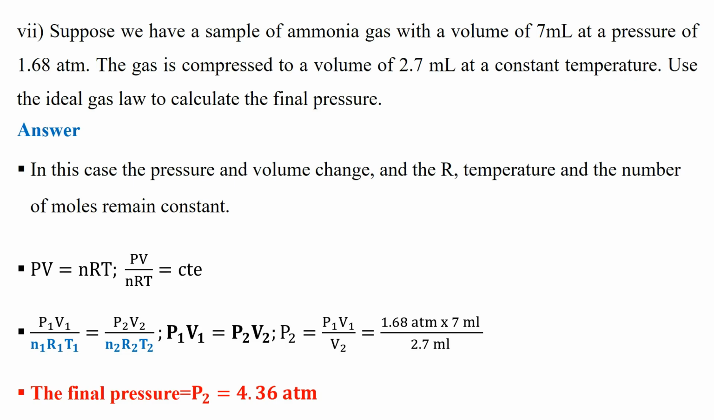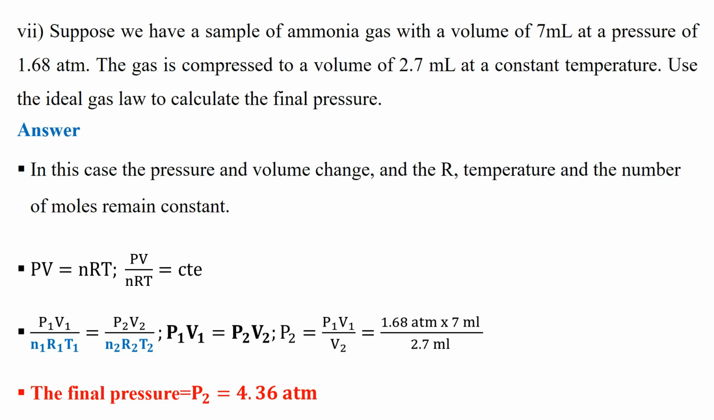We have V1, which is 7 milliliter, and V2, which is 2.7 milliliter. That means that the volume is not constant. The number of moles is constant: n1 will be equal to n2. The gas constant is also constant: R1 will be equal to R2. And the temperature is also constant, because they are telling us that it is at constant temperature.